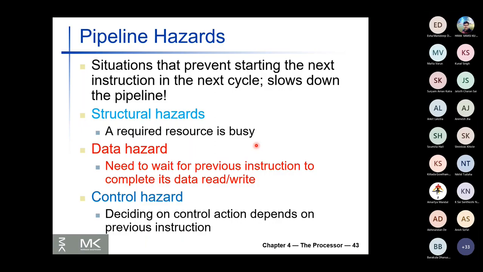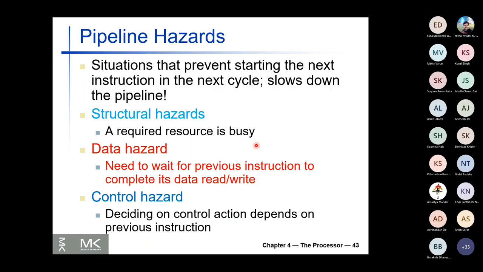So deciding the action of a branch instruction or jump depends on the previous instruction. Conditional branch. We will see how these hazards appear in the pipeline, examples of that, and the best solution we can use to handle them.